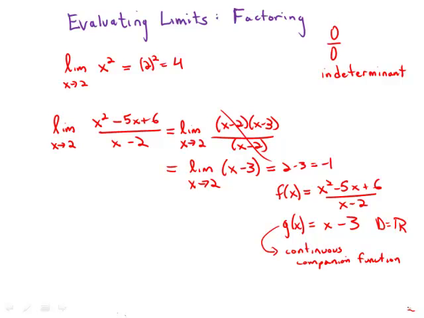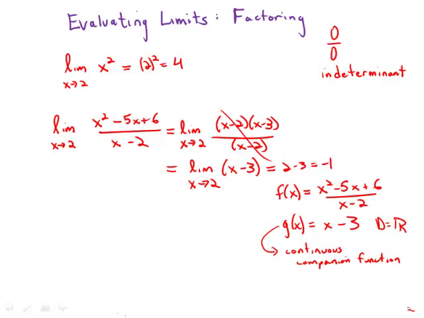f of x is a bit of a problematic function insofar as it has a hole in it. g of x is a very good friend to it. A continuous companion function has exactly the same values as f of x everywhere except where f is undefined. And of course g is defined. And it turns out that if you can figure out the continuous companion function, you can just plug in the value of x into that, and that will equal the limit.